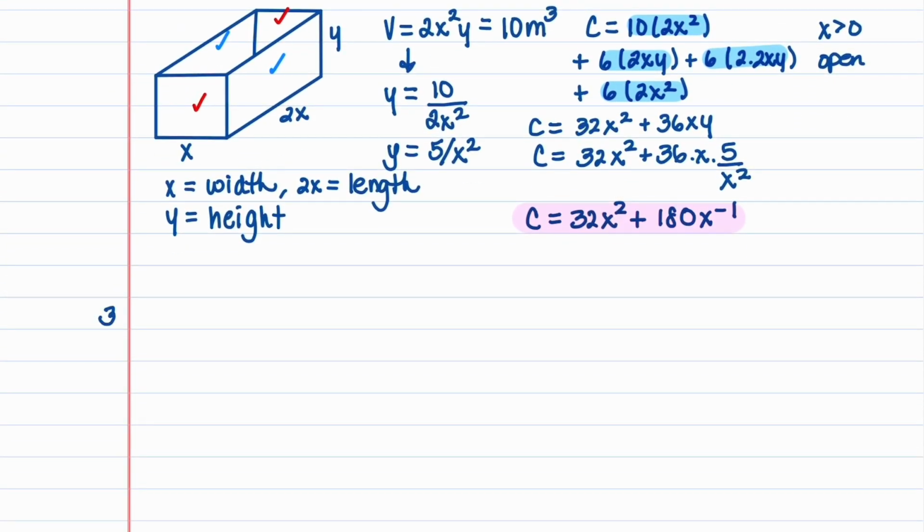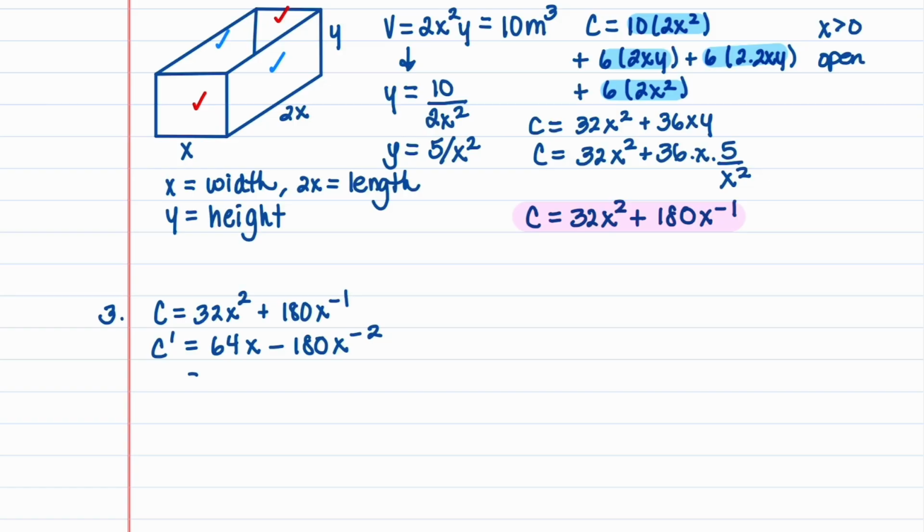Our third step is to take the derivative of our cost function and find the critical values. Let's write down c. It is 32x squared plus 180x to the minus 1. Now we can take the derivative. c prime is 2 times 32, which is 64x, minus 180x to the minus 2.